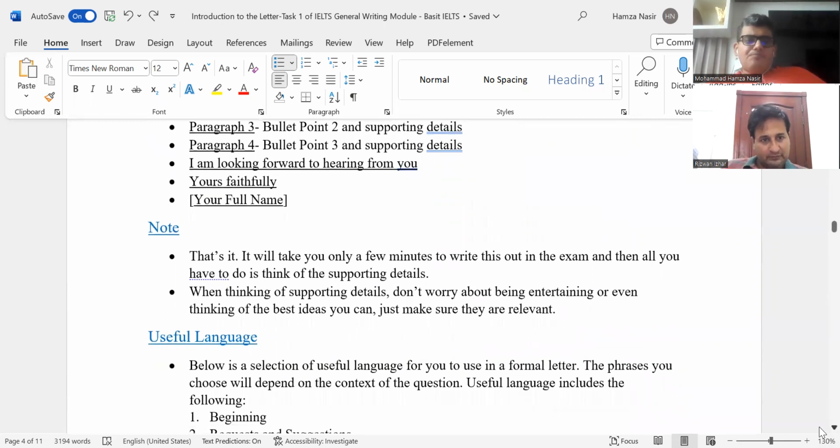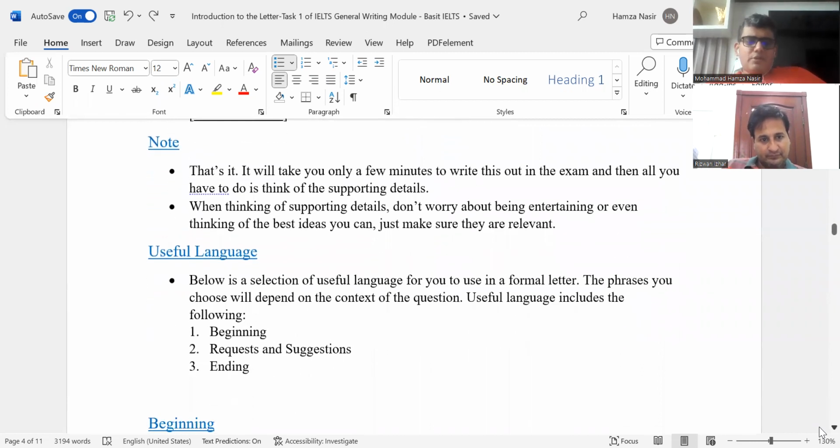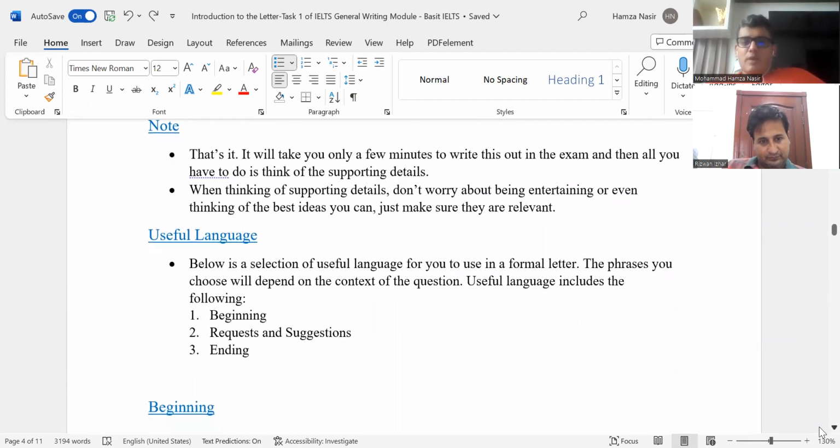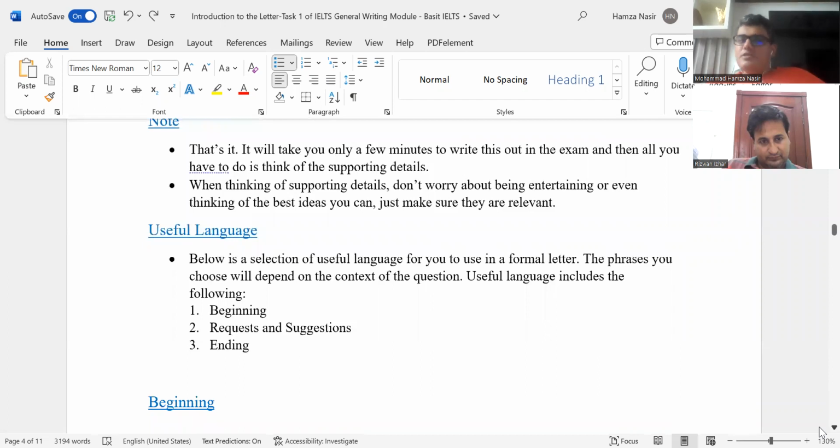Okay. So that being said and done, let's look at some useful language that we need to factor into consideration when we are composing a formal letter, okay? Below is a selection of useful language for you to use in a formal letter. The phrases you choose will depend on the context of the question. Useful language includes the following. Number 1, beginning. Number 2, requests and suggestions. And number 3, ending.